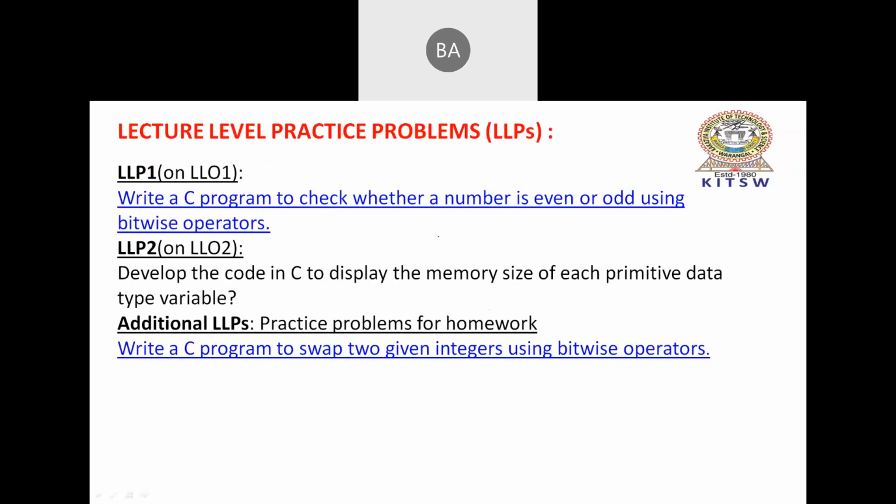This is the lecture level practice problem. Please try to solve it. It is very important: using bitwise operators, how you can determine whether a given number is even or odd. An additional problem is also given here, to swap two given integers using bitwise operators. And write a program in C to display the memory size of each primitive data type variable. So these are the problems. Please try to solve them based on this particular session.